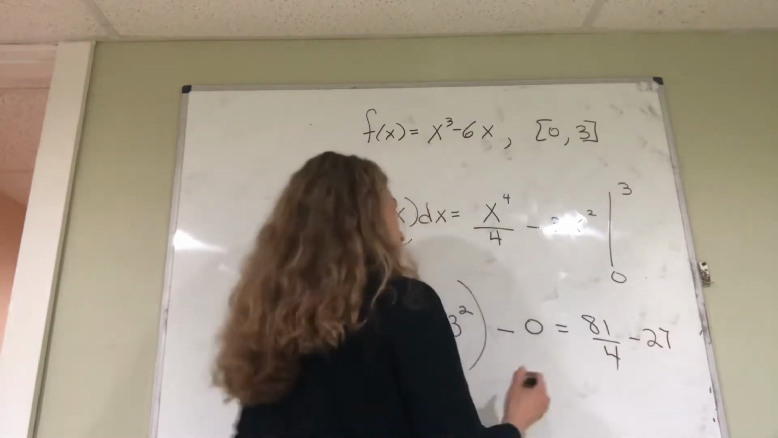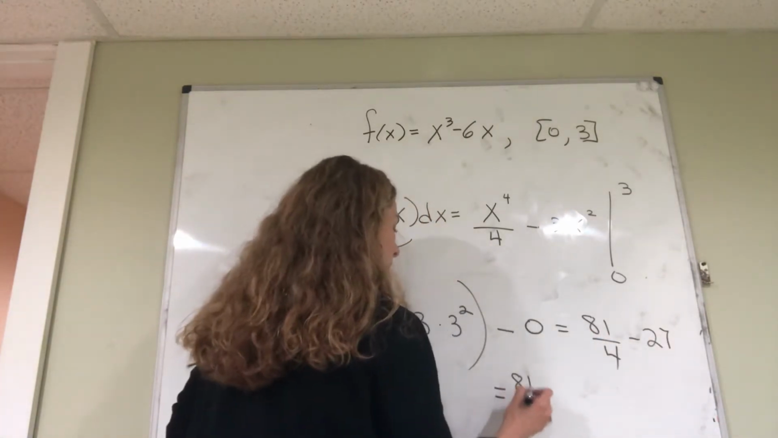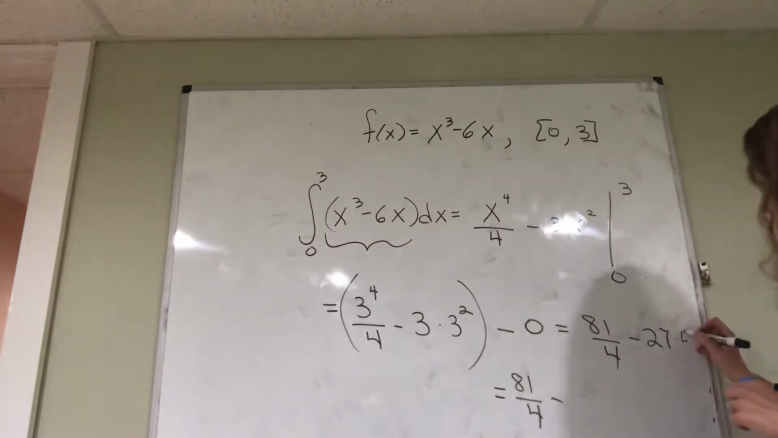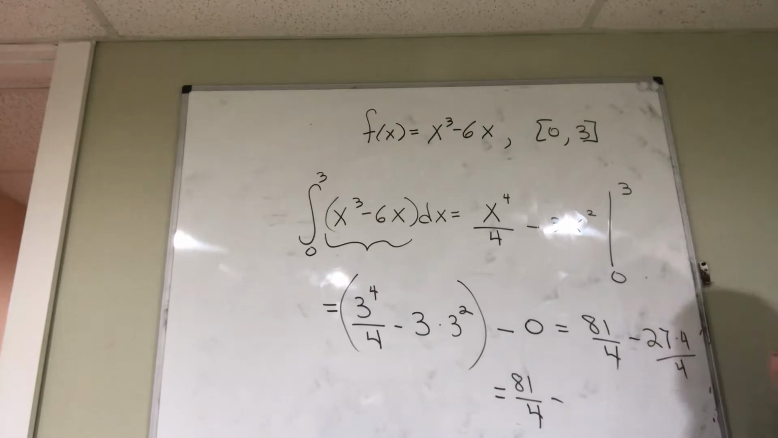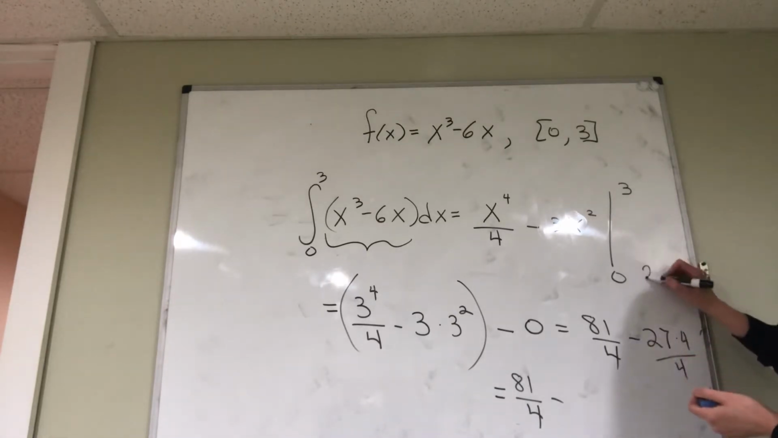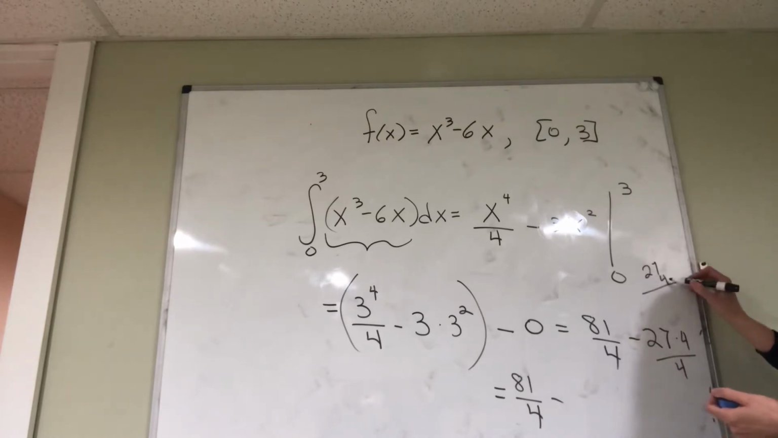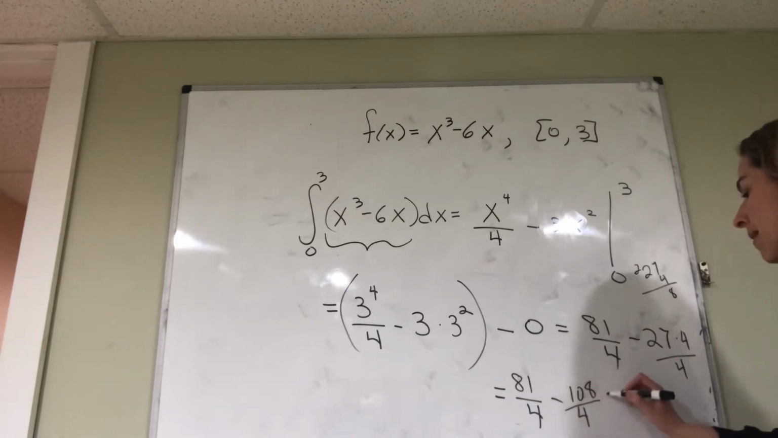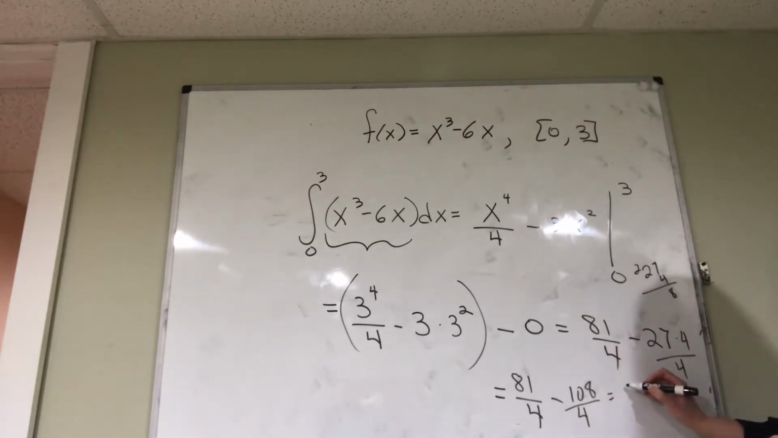If we wanted to simplify this, we should make a common denominator. So the common denominator would be 4 over 4. If I multiply this by 4 now, 27 times 4 is going to be 108. So 7 times 4 is 28. So minus 108 over 4. Now when you subtract this, we're going to get minus 27 over 4.